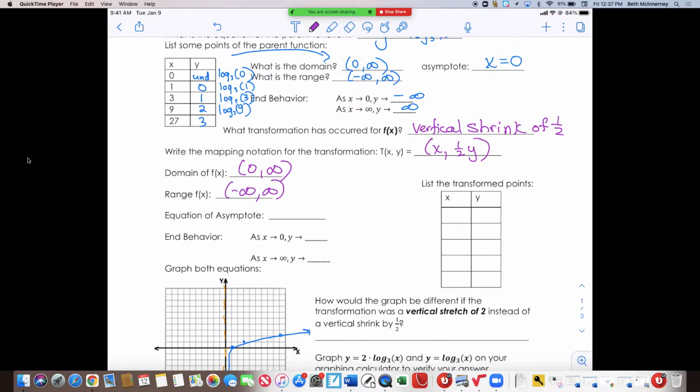What is the equation of the asymptote? X equals 0. What transformation is the only time that it's going to change the asymptote and domain? Left, right. That's not vertical. Vertical is up, down, but it's a left, right. Okay, so here we go. I'm going to take this mapping notation. Nothing changed with the x, so we're going to recopy the x values.